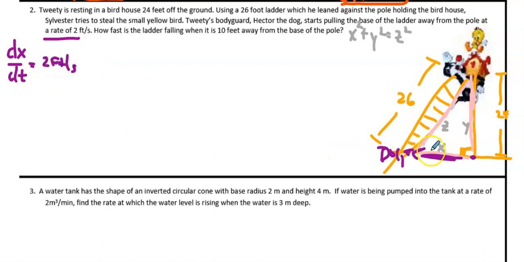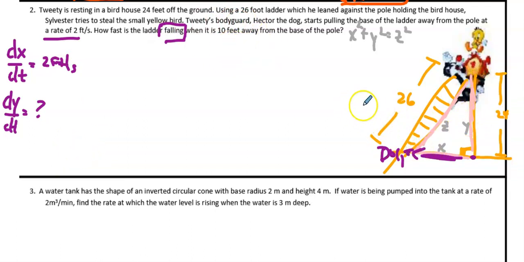Because again, you can visualize the ladder coming out, and X is changing. This distance is changing with respect to time. All right. How fast is the ladder falling? A key word here is falling. That means the ladder's falling, so that's going to be this distance right here, as the ladder goes down. So my change in Y with respect to T is going to be my unknown when it's 10 feet from the base of the pole. So when the ladder is 10 feet from the base of the pole.